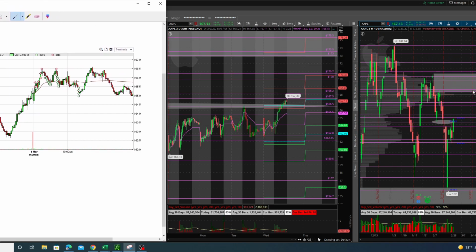Here we have Apple on the daily chart. Here we have Apple on the 30-minute chart. And here we have Apple on the 1-minute chart, which actually shows my trade executions over here on the left side. So to start, I want to look over here at the daily chart.